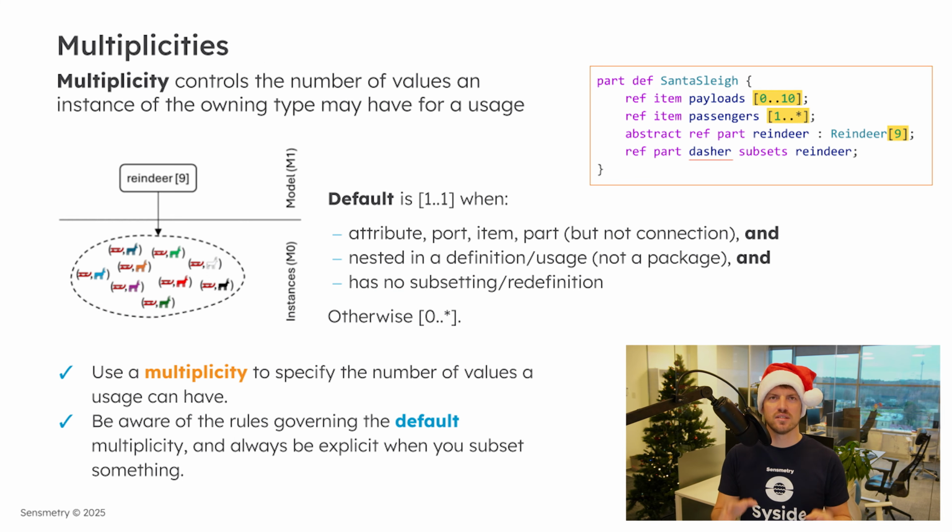And then there are multiplicities, which control how many values a usage can have. Understanding default rules is crucial. They are not always what you might expect.